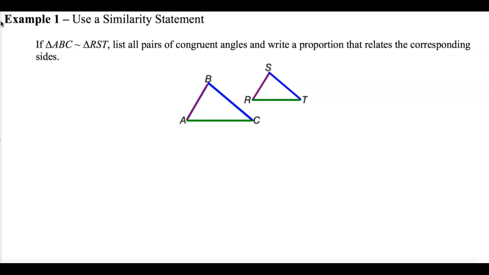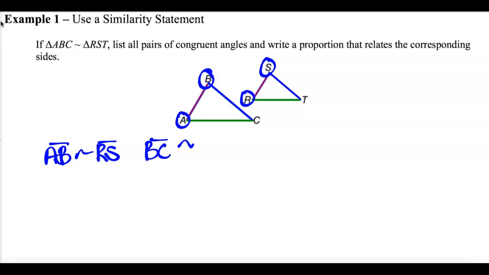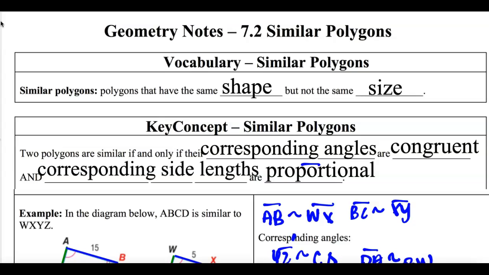So when you write a similarity statement, one thing to note is that the direction does matter. So notice here, if I want to talk about from A to B, that has to go in the same order. So AB is similar to RS, and BC is similar to ST, and then finally CA is similar to TR. Now we cannot change the order. For instance, for this one, CA, it cannot be RT. It's not going in the correct order.